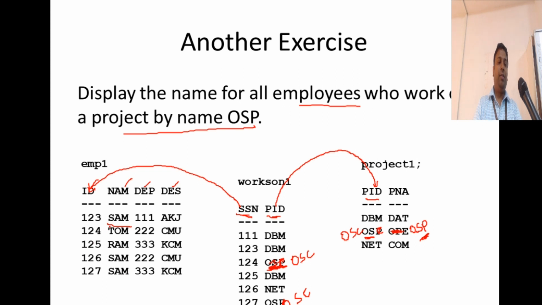So what is our idea? Display the name of all the employees who work on the project by name OSP. So you have to join this employee table with works on, find the corresponding project that this employee is working for, and then if the project name is OSP, you have to display the name of the employee. So how many employees are working on the OSP project? 1 to 4, 1 to 4 is Tom. 1 to 7 is working, 1 to 7 is Sam. So your final output should be this.